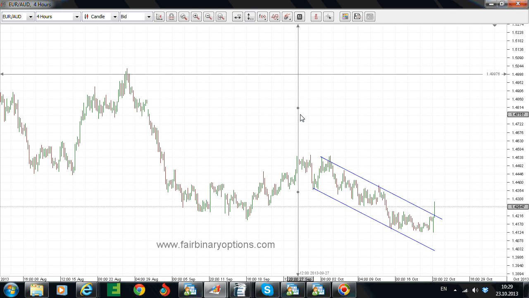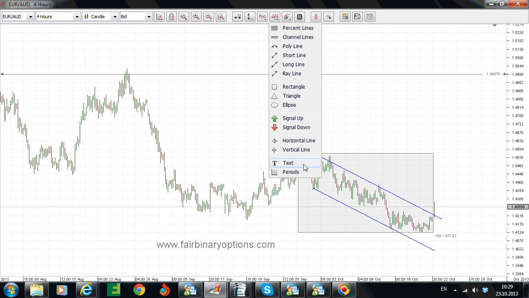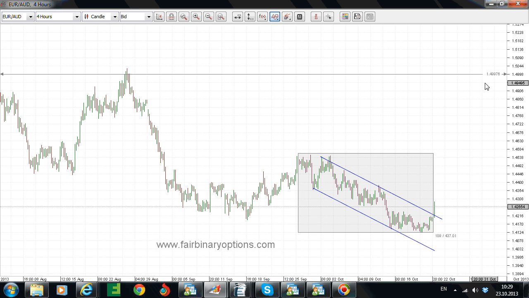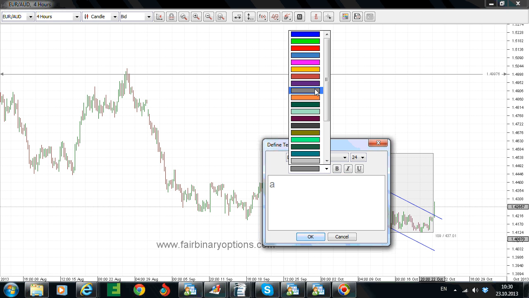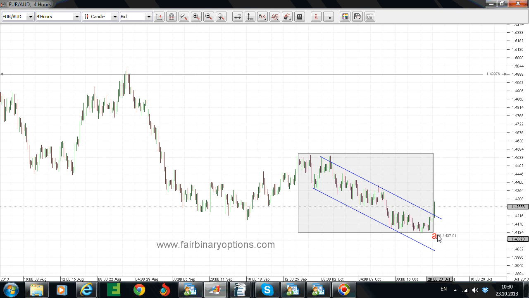here. Actually, let me try to make it with a shape. So the move from here to here to be the B wave, and now we are looking for a C wave to the upside. This C wave to the upside should go and retrace quite a lot out of this move. I'm talking about something like 61.8 or even 70%, because most likely we are looking at the leg of a contracting triangle.